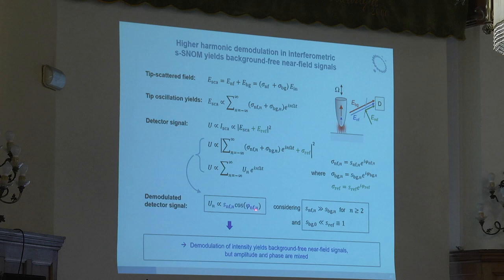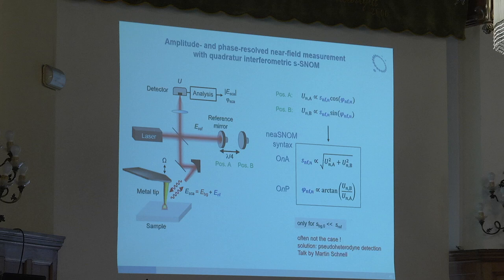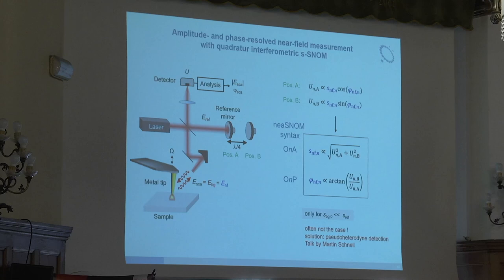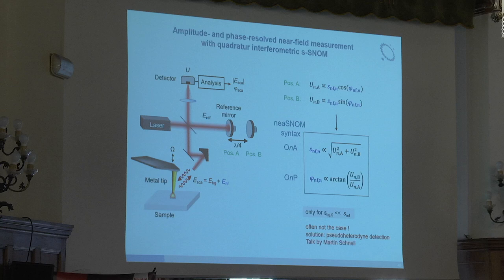So now, how can we solve the problem? Actually, in the very first experiments that I did in the infrared with Fritz, we did the following experiment. It was not very sophisticated. It was the simplest quadrature homodyne experiment that you can think of. And it's not very practical because it's slow, but it's very simple to understand what we are doing here.